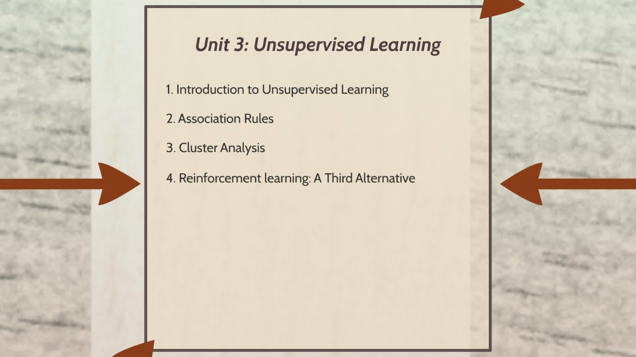Video 2 is going to cover association rules, and with that, market basket analysis, and we'll talk about what that means. Video 3 is on clustering methods, different clustering algorithms, especially k-means clustering. That's the most popular method of cluster analysis. And then video 4 actually isn't on unsupervised learning. This is going to be on reinforcement learning, which is really a third alternative to supervised and unsupervised learning.